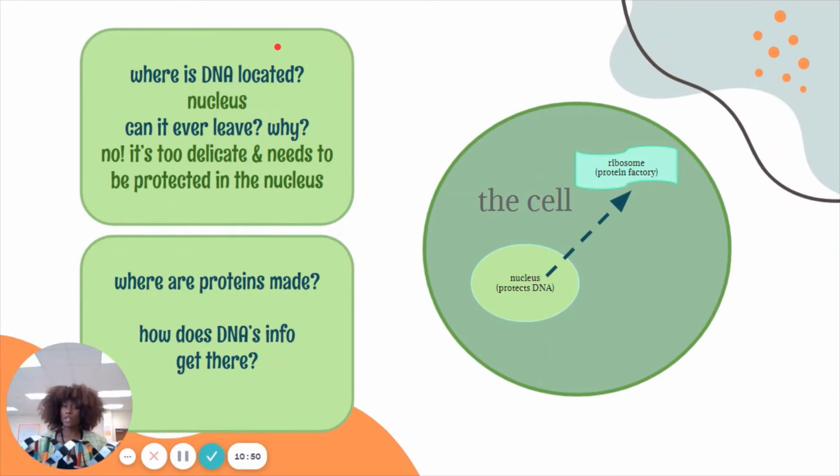DNA is located in the nucleus and it cannot leave. It can't leave because it is too delicate. It's too precious. It's too important and needs to be protected in the nucleus. Okay. Where are proteins made? And how does DNA's information get there?